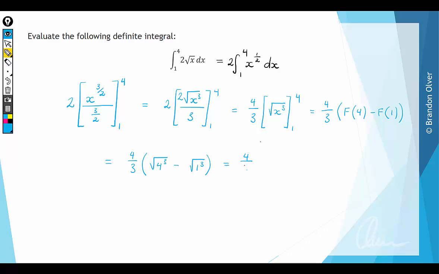which is equal to 4 over 3. And then 4 to the power of 3 is the square root of 64, minus the square root of 1, which is equal to 4 over 3, and the square root of 64 is 8, and the square root of 1 is 1, so that's just 7, so it's 4 over 3 times 7, which gives 28 over 3, which is the answer to that definite integral.